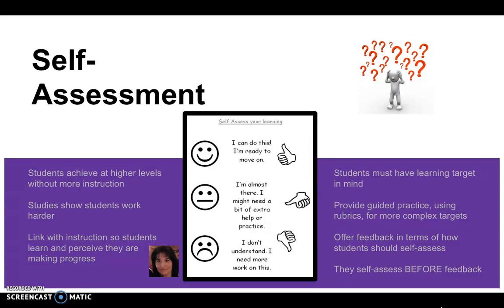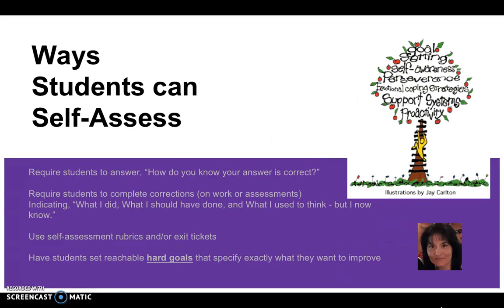Self-assessment is also important. Students will achieve at higher levels without needing more instruction. Studies show students will work harder and link instruction so that students learn and perceive they are making progress. Offer feedback all the time.